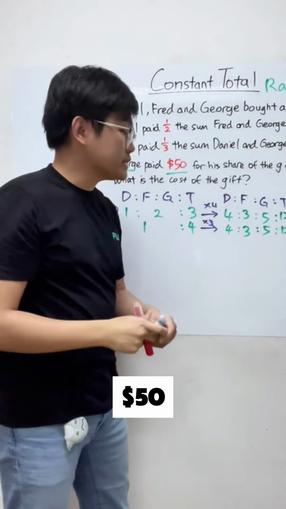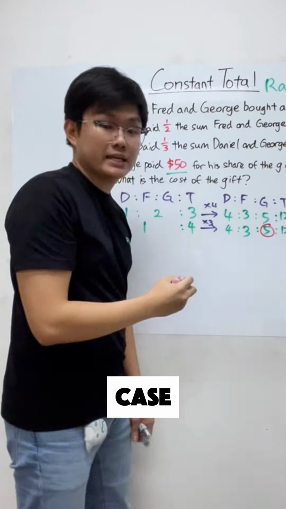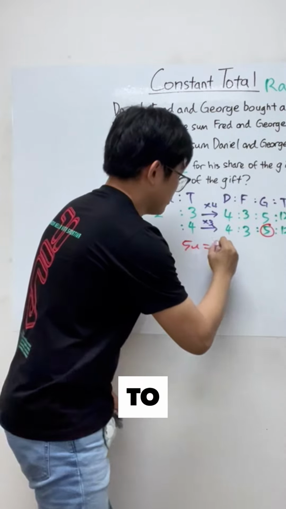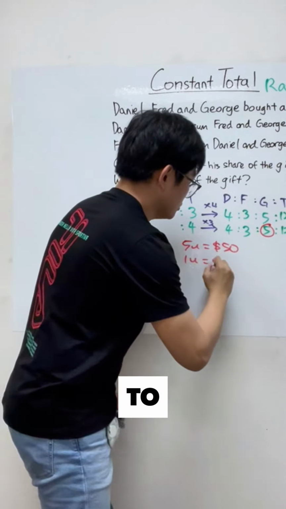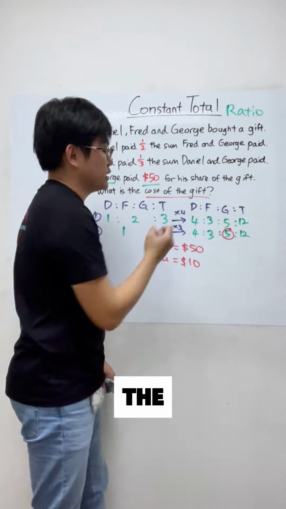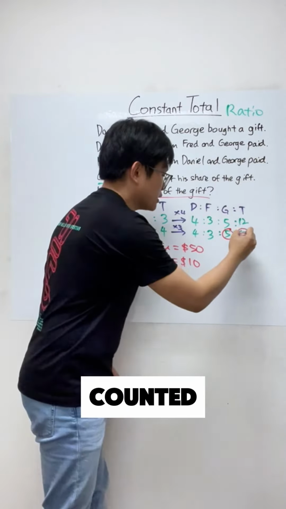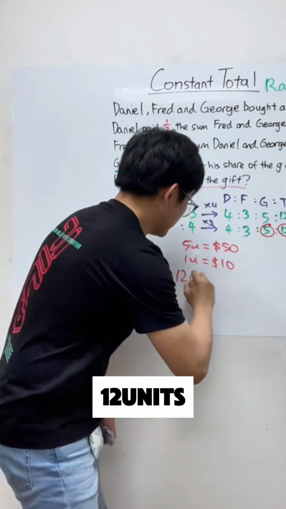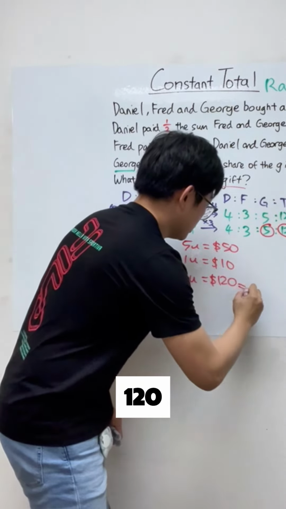Since George paid $50 and he paid a total of 5 units in this case, 5 units is now equal to 50, where 1 unit equals 10. If we know that 1 unit equals 10, we can find the total cost of the gift, because the total, which we also counted here, is 12. 12 units equals 120.